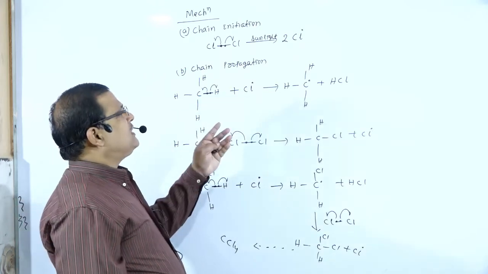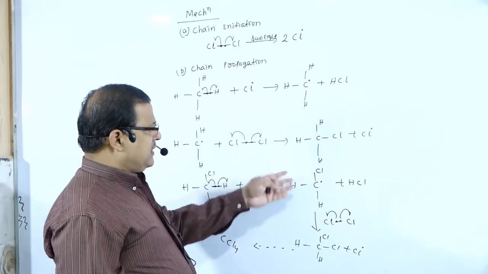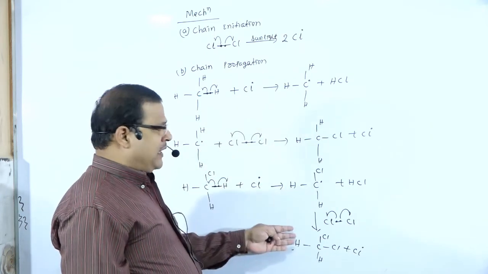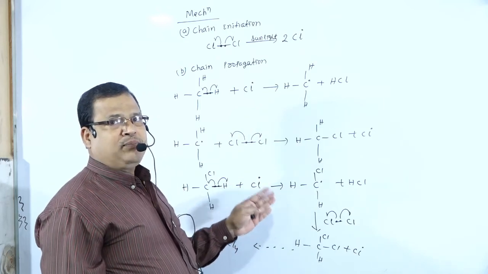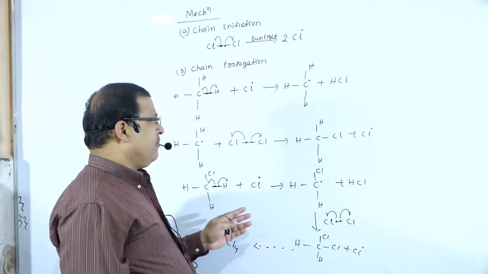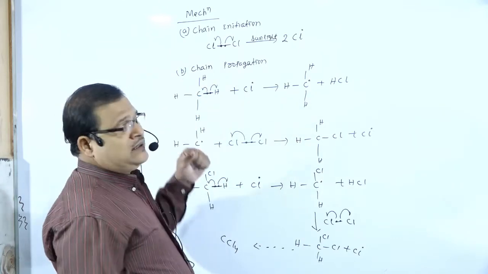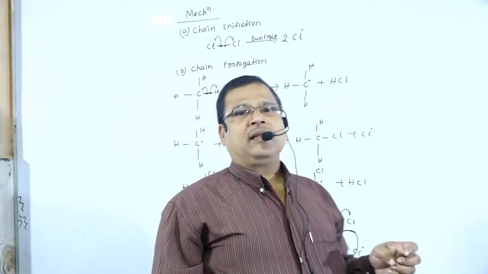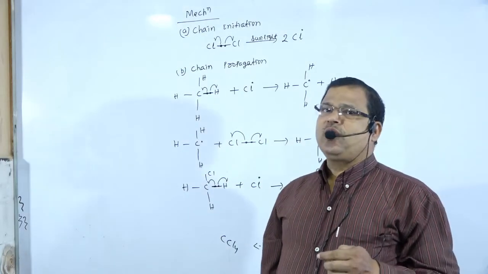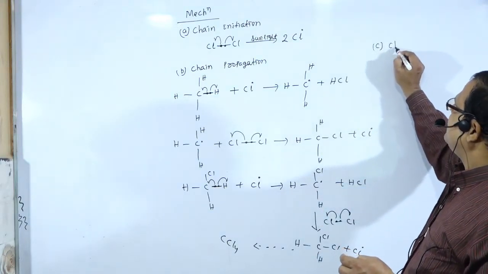So this is your chain propagation. Cl dot will propagate the reaction. This is the chain propagation where all the hydrogen atoms of methane are replaced by chlorine. In the last step, we will explain that the first is chain initiation, the second is chain propagation, and the third step is known as chain termination.